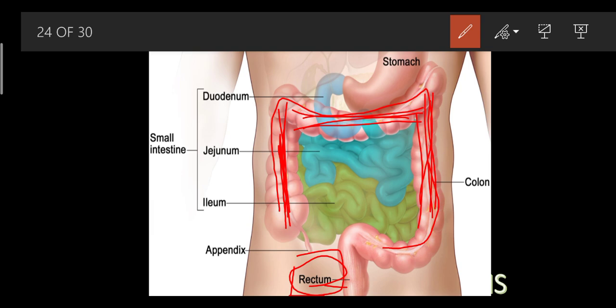It is accompanied by sphincter muscles. Suppose this is the rectum, and there is a muscle called the sphincter. When the rectum bag gets full, the sphincter muscles open like this, and the food travels through the anus and gets expelled out of the body.